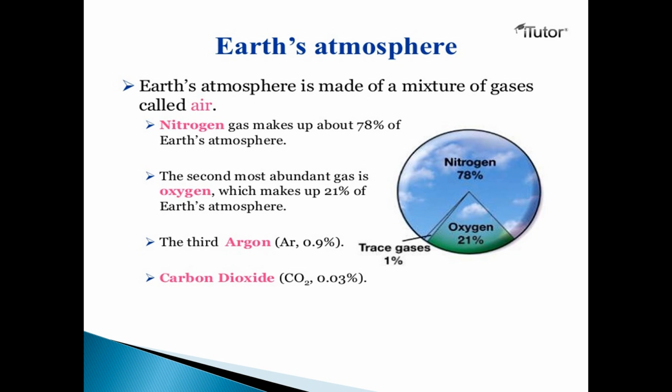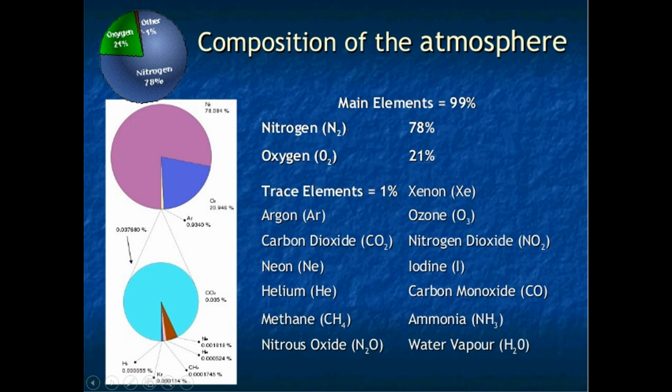Though it is the lowest amount in the atmosphere, its importance is very high for the balance of atmospheric temperature. Without carbon dioxide, the temperature of the atmosphere may be frozen in character. Okay, the trace gases are neon, helium, methane, nitrogen, nitrous oxide, nitrogen dioxide, xenon, ozone, iodine, carbon monoxide, ammonia, and water vapor.